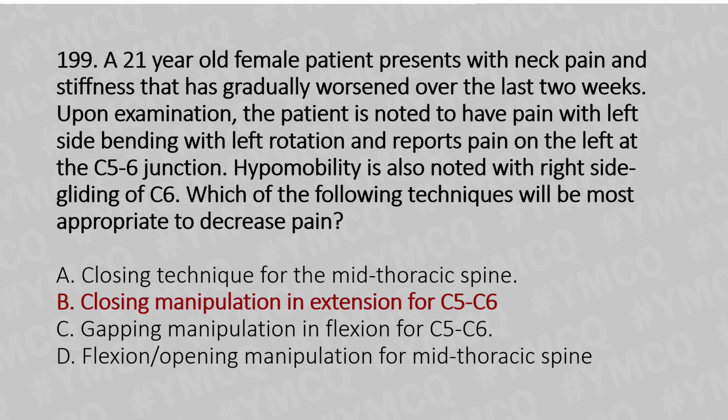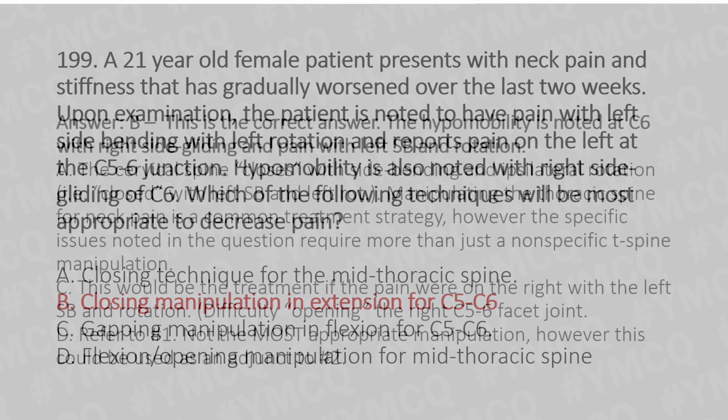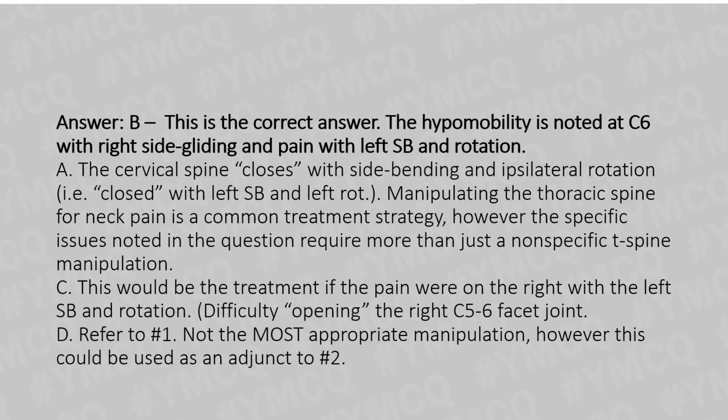Option B. Closing manipulation in extension for C5-C6. Explanation to this answer is the hypomobility is noted at C6 with right side gliding and pain with left side bending and rotation. Option A. The cervical spine closes with side bending and ipsilateral rotation, that is, closed with left side bending and left rotation.